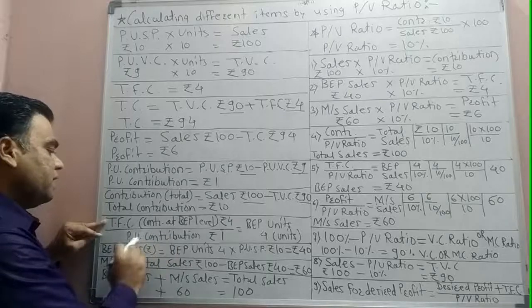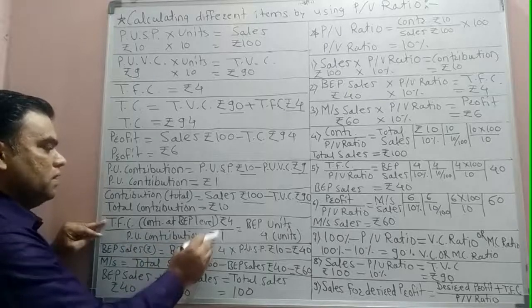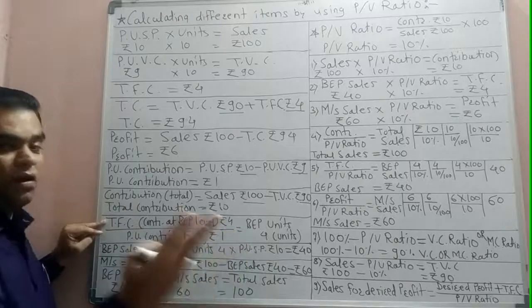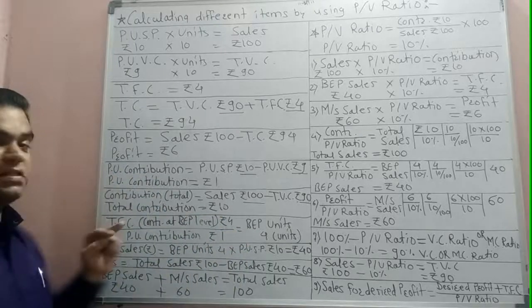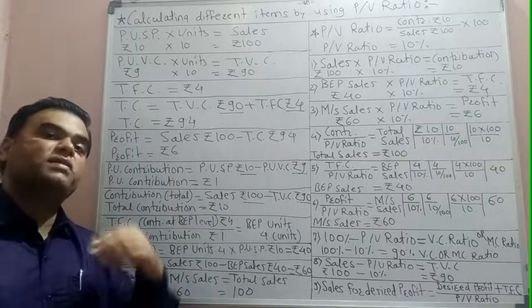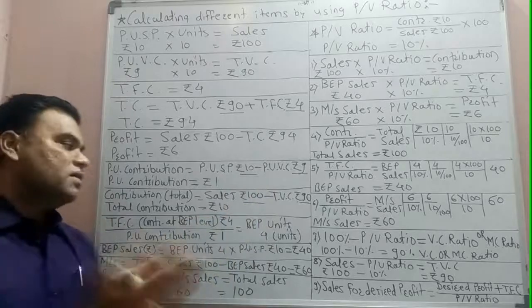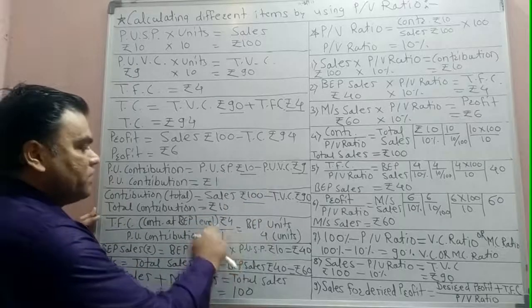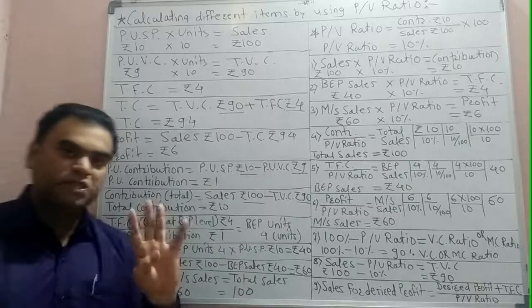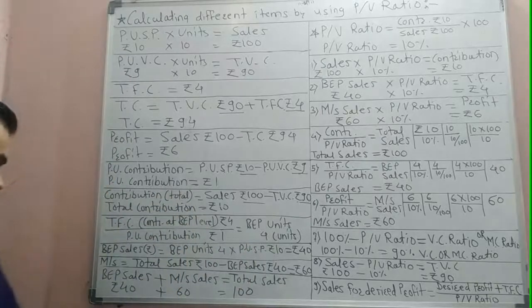Divided by per unit contribution rupee 1. So how many units we will have to sell to recover our total fixed cost? If we sell 1 unit, then 1 rupee we can recover. So we will sell 4 units, then 4 rupees fixed cost we will recover. In that way, BP units will be 4. 4 units will be BP units.